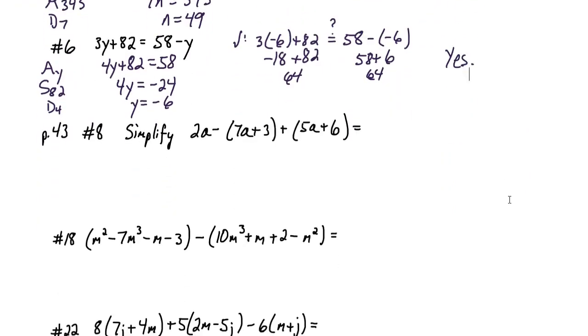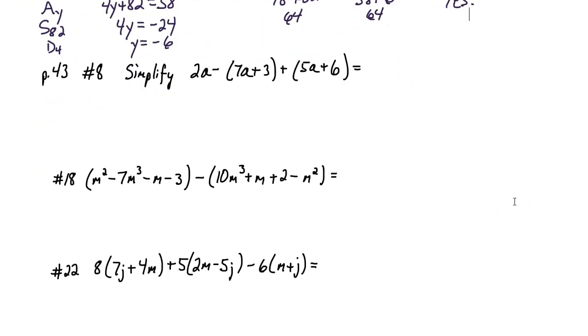Now page 43, number 8. We don't have an equation to solve. Instead, we're given an expression and asked to simplify. You do that by combining like terms. Let's work our way from left to right. 2a subtract 7a. 2 subtract 7 is -5a. So -5a plus 5a. That makes nothing. There's no a in the answer. Now the constant terms. -3 plus a +6. That makes 3.